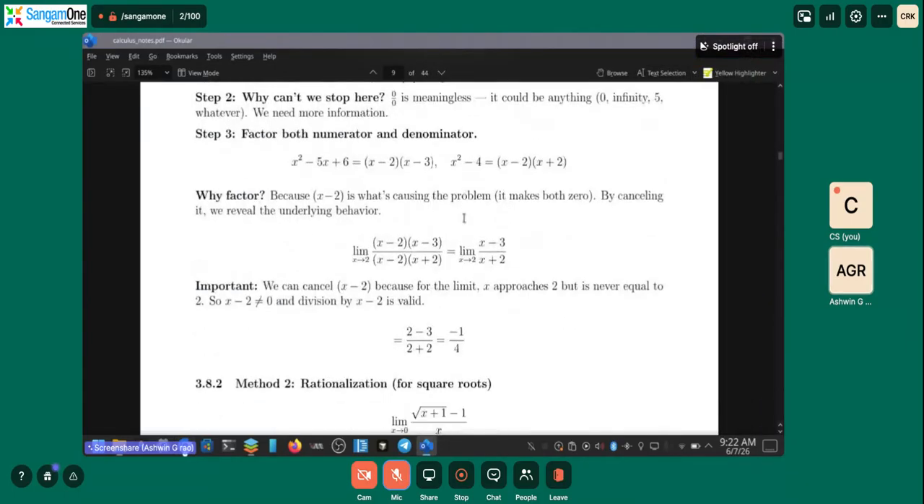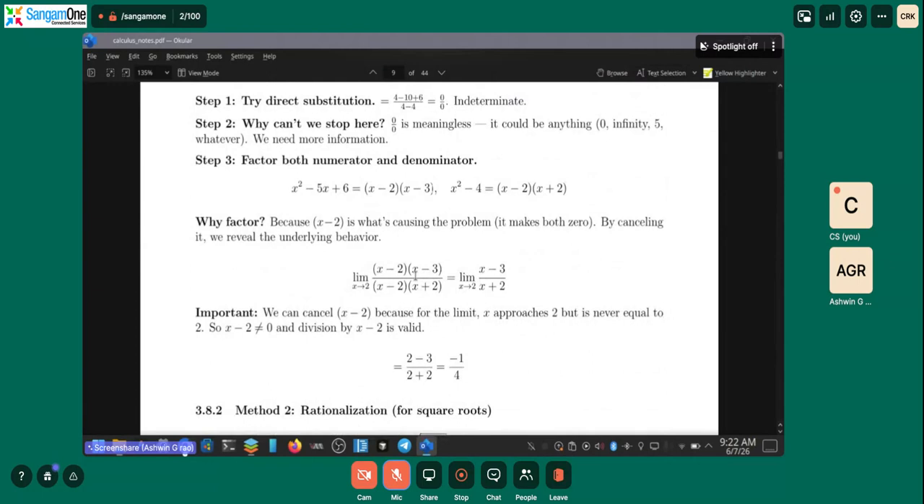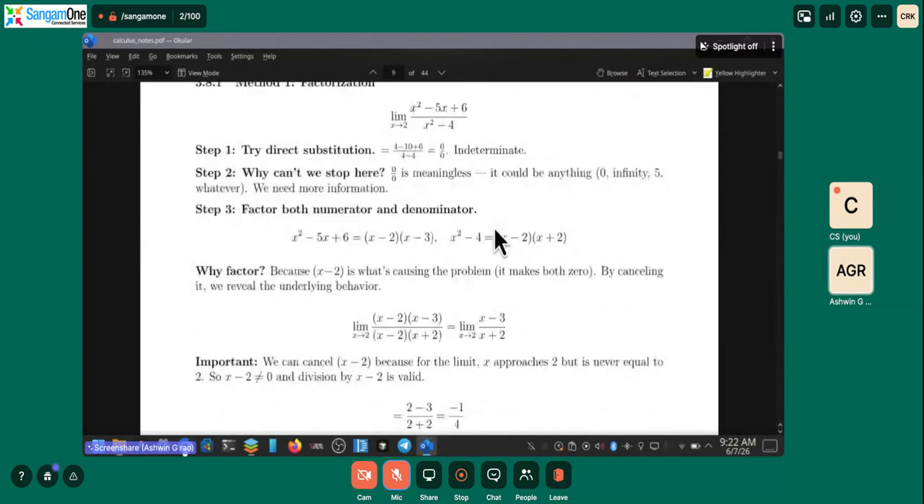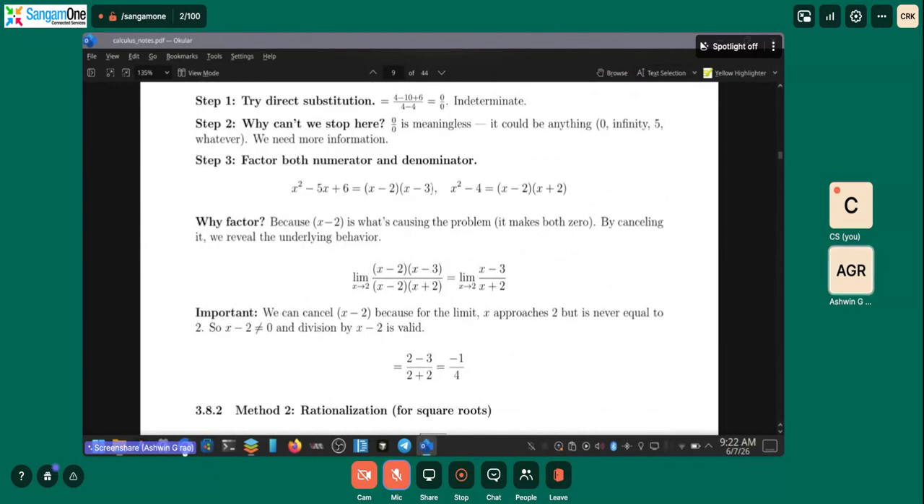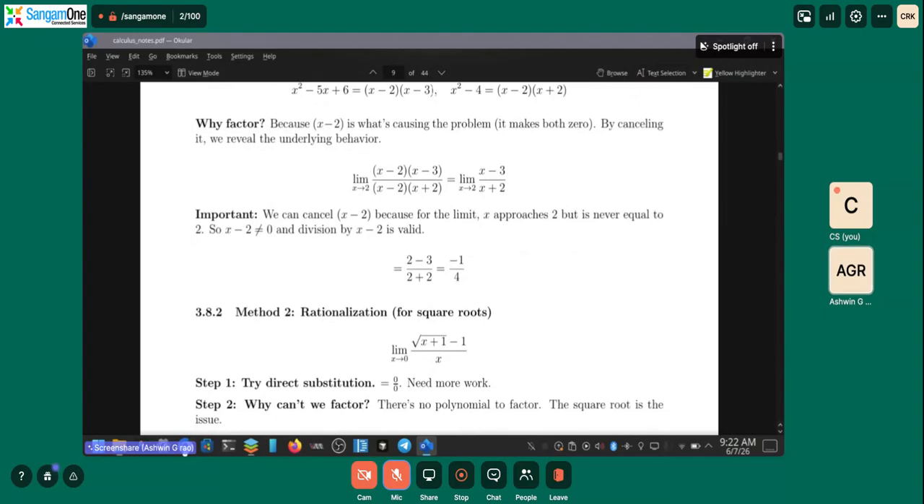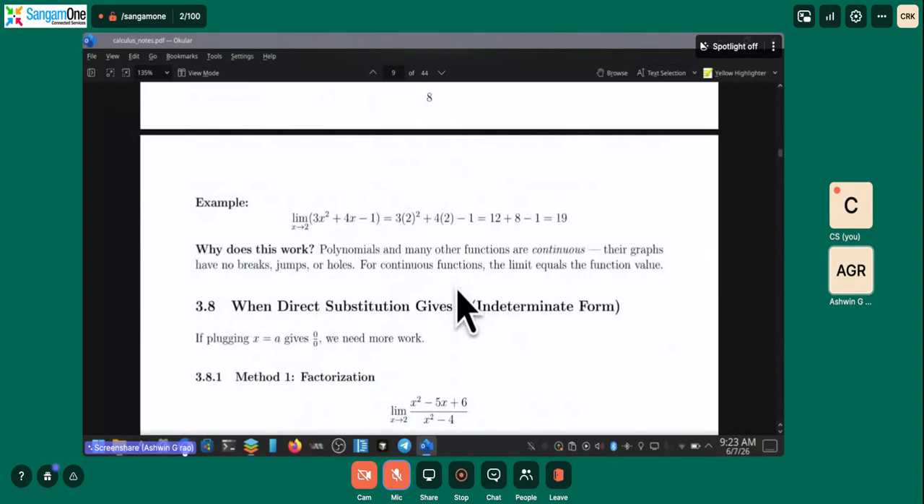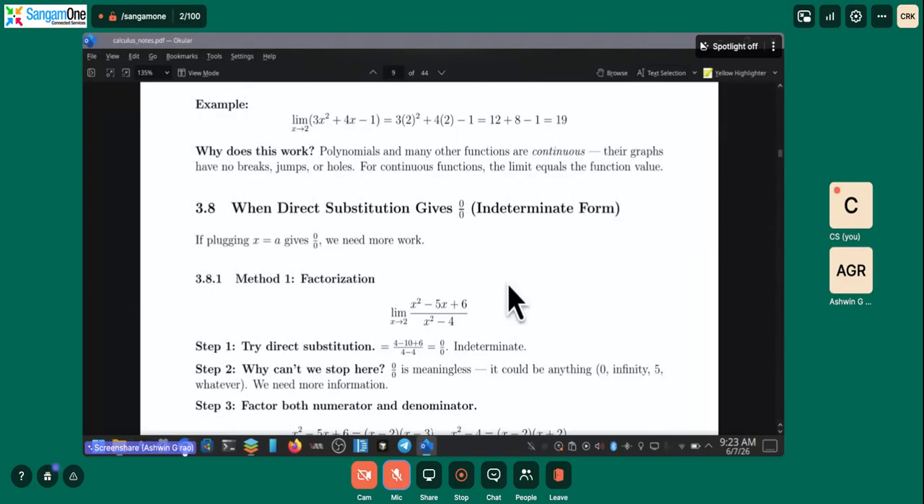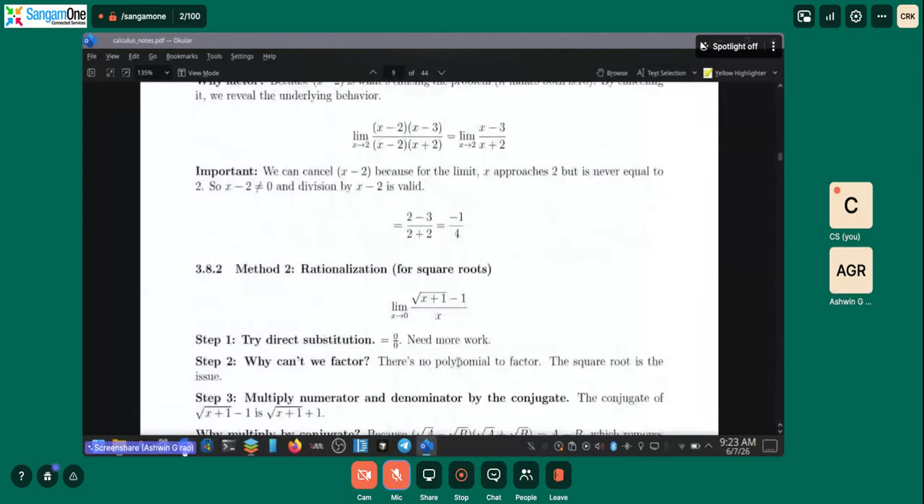Okay, next, the step is we can cancel this x minus 2 and then substitute x equals 2. Then in the division, substitute 2 over here. 2 minus 3 is minus 1. 2 plus 2 is 4. We will get minus 1 by 4, where the function meets the value. That is the limit of this function.